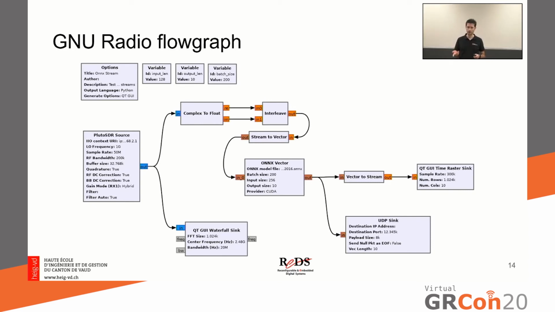One is we convert it back to a stream and plot it in a time raster sink, which is kind of hard to understand, and then we will also take the output of the model and feed it to a UDP sink, so we can use external tools to represent the classification, the output of the model.